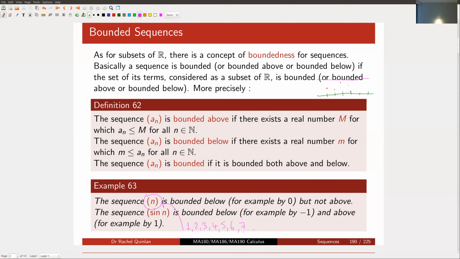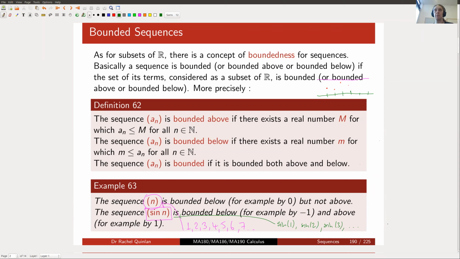Okay, if you look at the sequence sine n, this is maybe a nice example. Its terms, this means sine of 1, sine of 2, sine of 3, etc. And again here, I'll take the opportunity to remind everyone about how to think about these numbers, sine 1, sine 2, and so on.